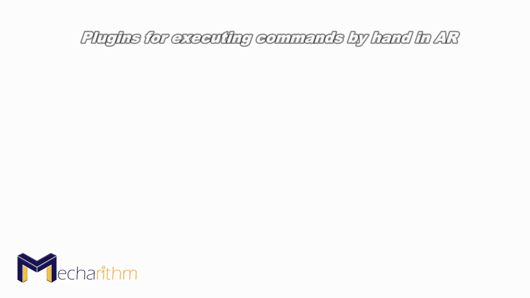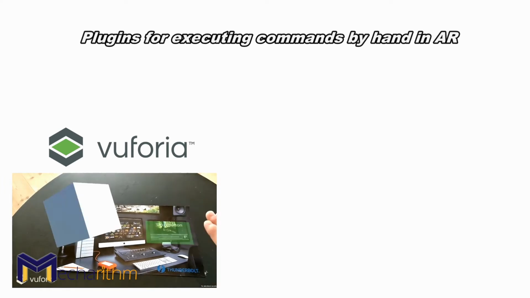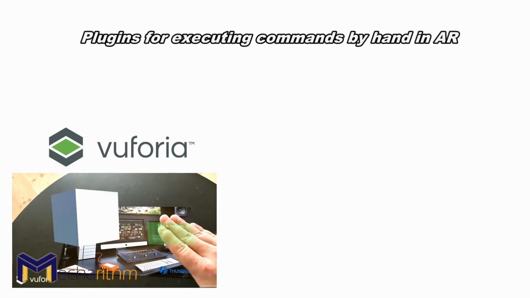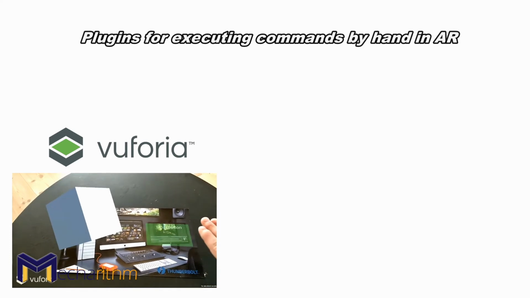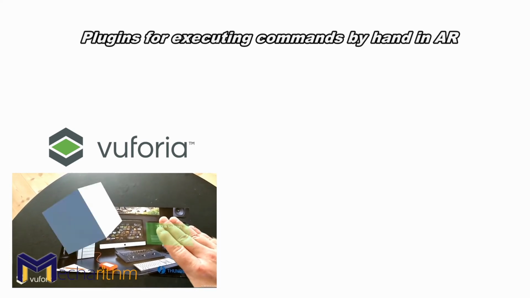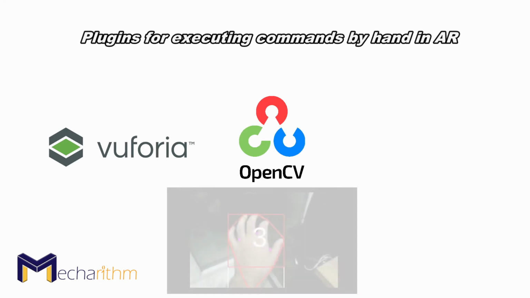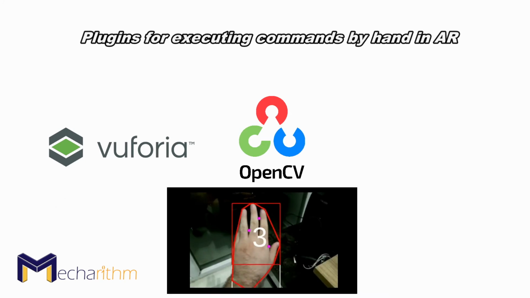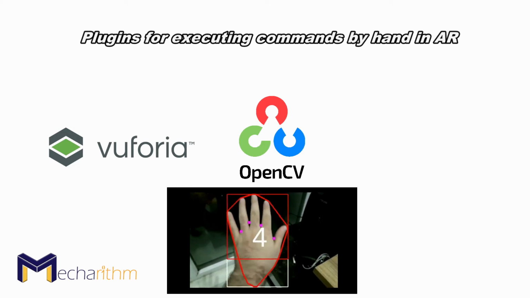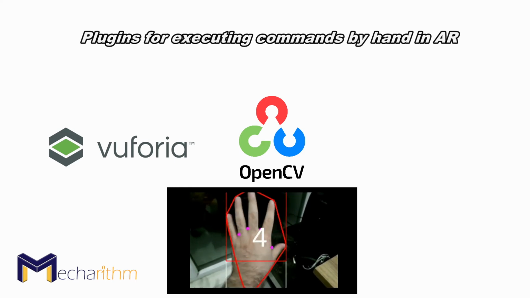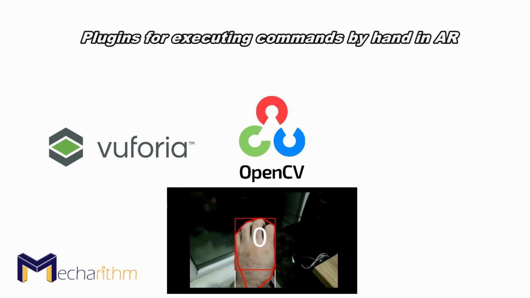In this section, we are going to introduce some powerful plugins for executing commands by hand in augmented reality. The most basic is the virtual buttons section in the Vuforia plugin, which uses hand recognition technology. This technology is very basic and cannot recognize fingers. The following plugin is OpenCV in Unity, a library of image processing functions that can be used to implement the hand recognition process in Unity and augmented reality.